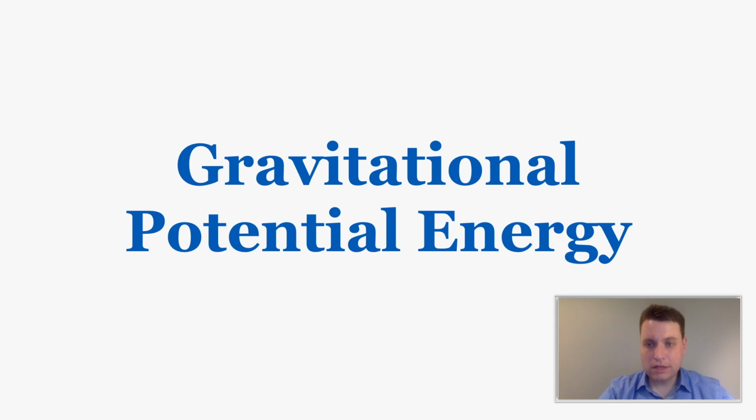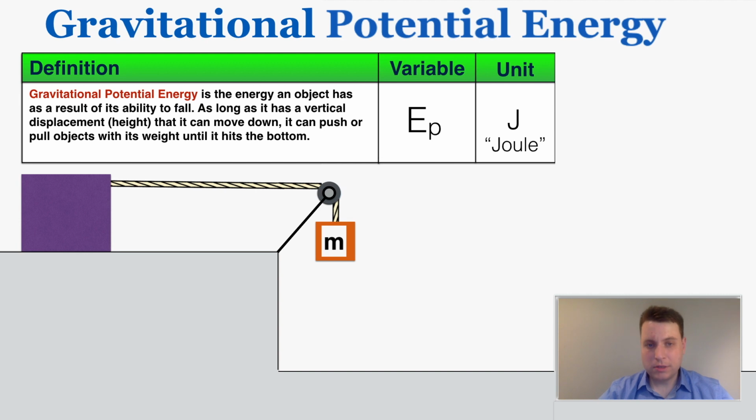This video is about gravitational potential energy, which is another type of energy. Gravitational potential energy is the energy an object has as a result of its ability to fall. As long as it has a vertical displacement or height that it can move down, it can push or pull objects with its weight until it hits the bottom of that height.